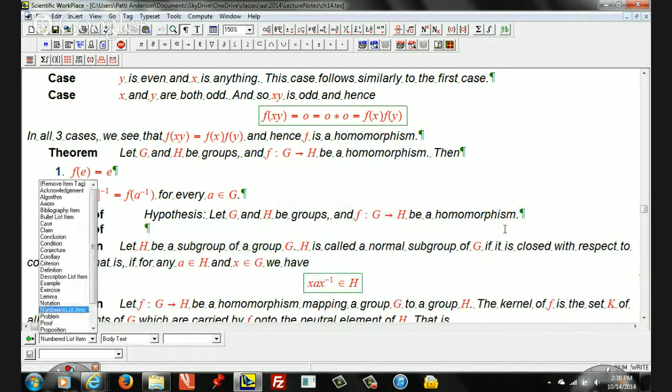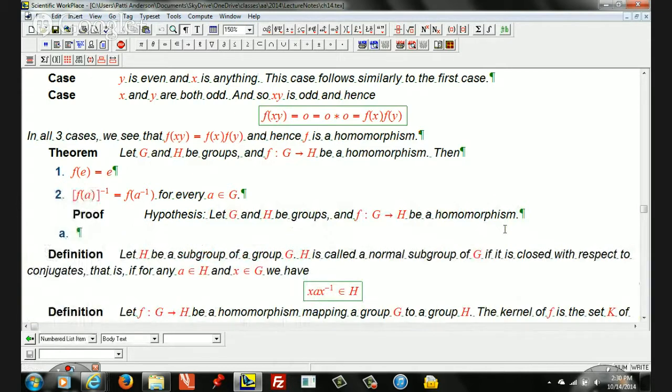So the first thing you have to do is show that F of E equals the identity. But remember, this first E is the identity in G, right? And the second E is the identity in H. Remember, they use a trick. The trick that they're going to use is E sub G is equal to E sub G times E sub G, right? When you multiply the identity times itself, you get the identity back.